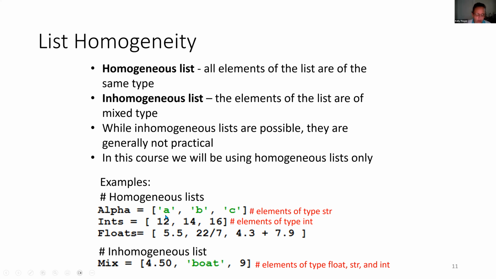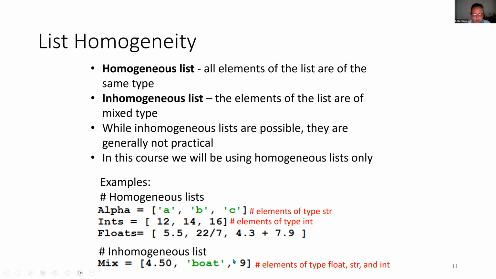So here's an example of a homogeneous list. All of these are of type string. These are all of type integer. So this is homogeneous. These are all floats. This one has an expression in it that converts to a float. This is another expression that will become a float, and this one's already a float.